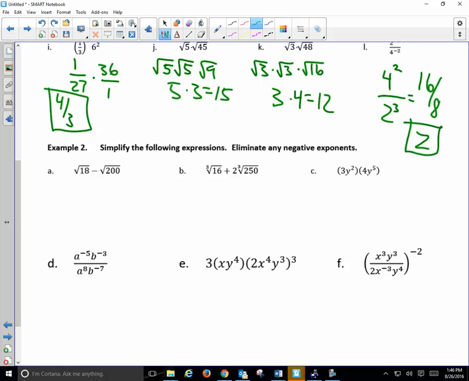Bad example. We're going to do 2 more examples. Simplify the following expressions. Eliminate any negative exponents. You guys are just going to deal with the radicals here. Can I take square root of 18 minus square root of 200? What must I do first?